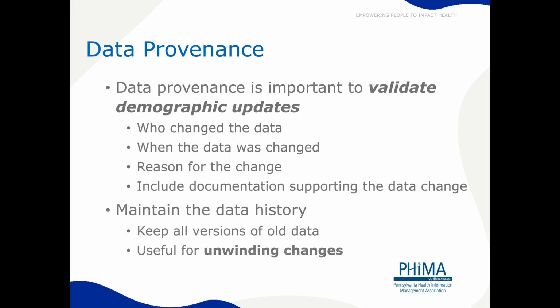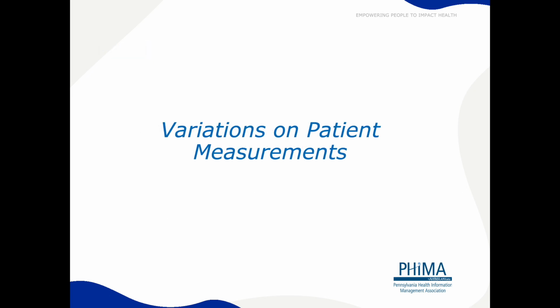And those old values of the data are useful for unwinding changes, so that's good for us to have. It's the foundation for undoing record merges that were done incorrectly. Understanding the variations on patient measurements is a very practical and easy solution to understand and implement. But how do we measure those variants? And can we use that information for real-time alerts as well?